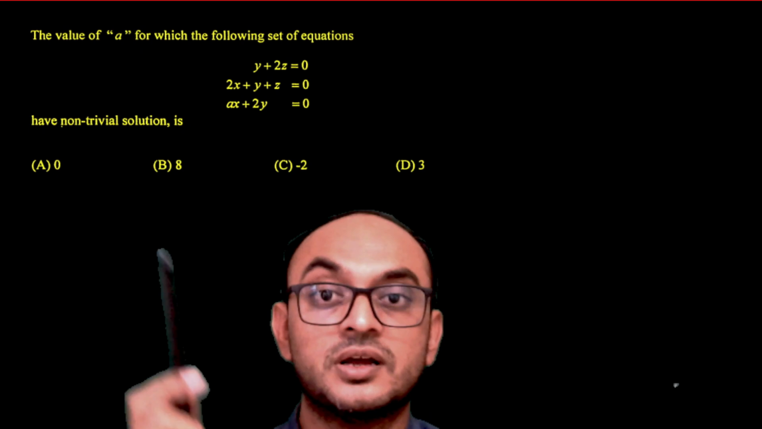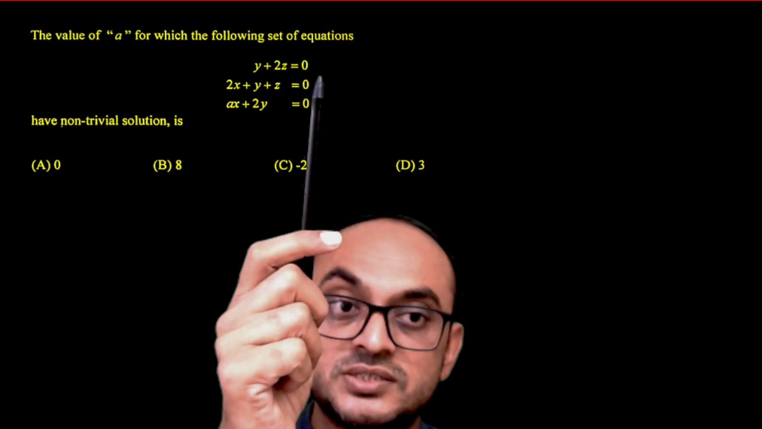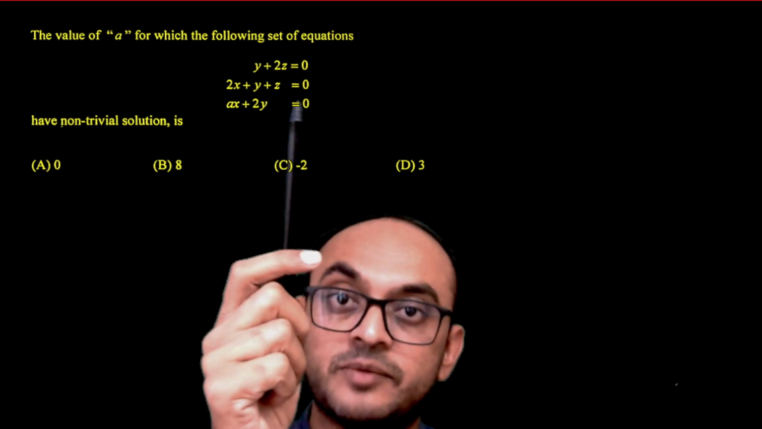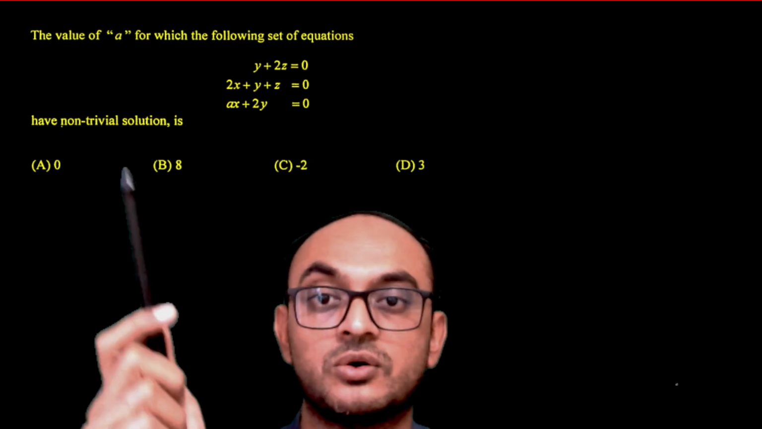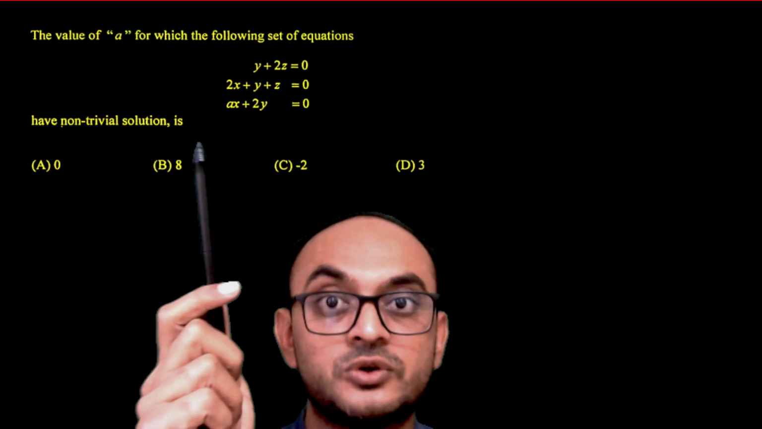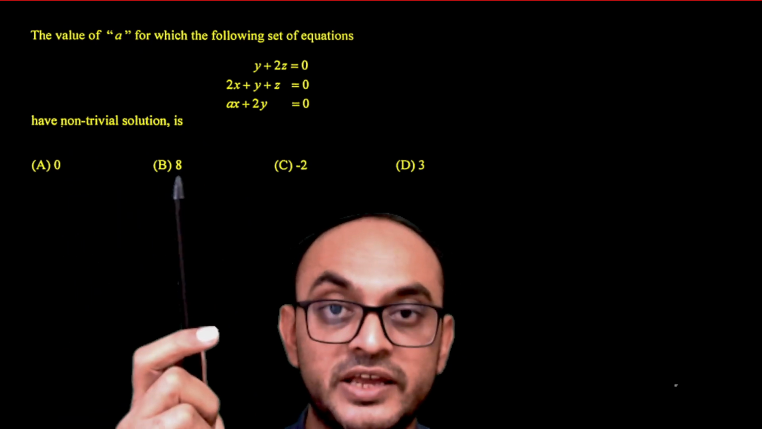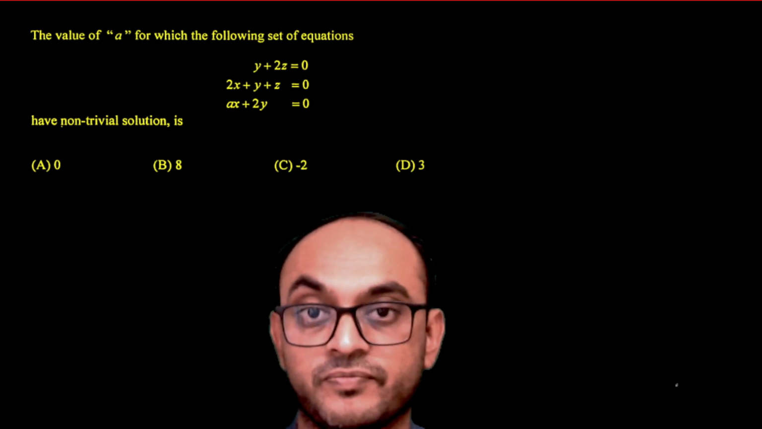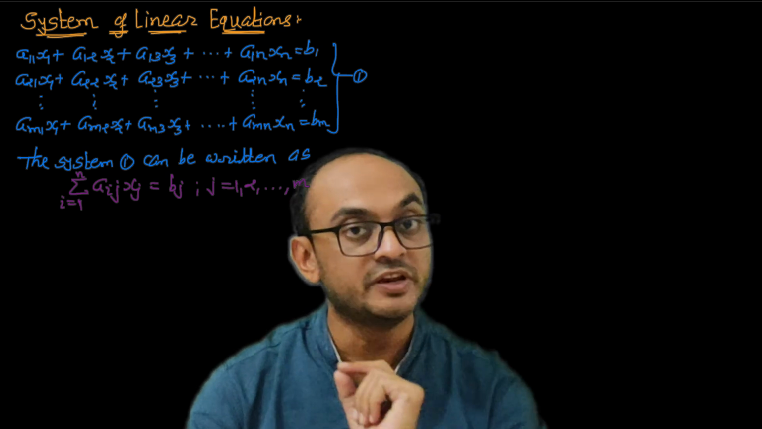The question is: the value of a for which the following set of equations y plus 2z equal to 0, 2x plus y plus z equal to 0, and x plus 2y equal to 0 have a non-trivial solution is. There are four options: a is 0, b is 8, c is minus 2, and d is 3. Here the question is about a system of linear equations.